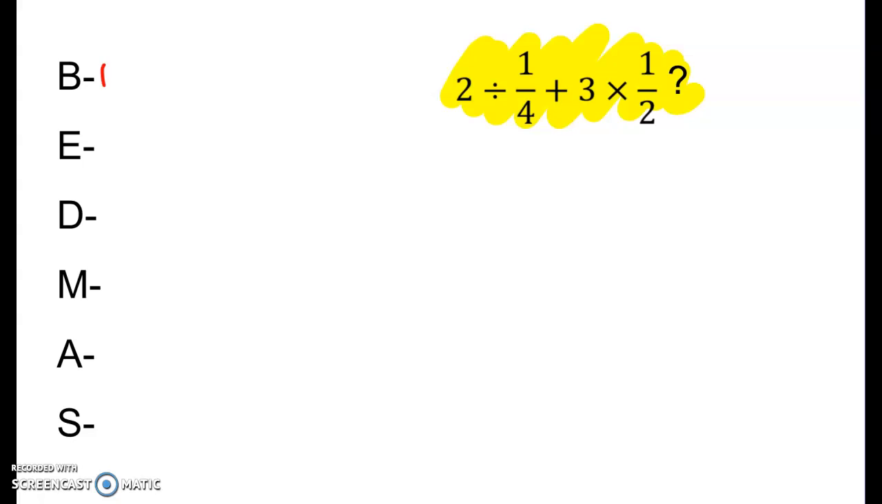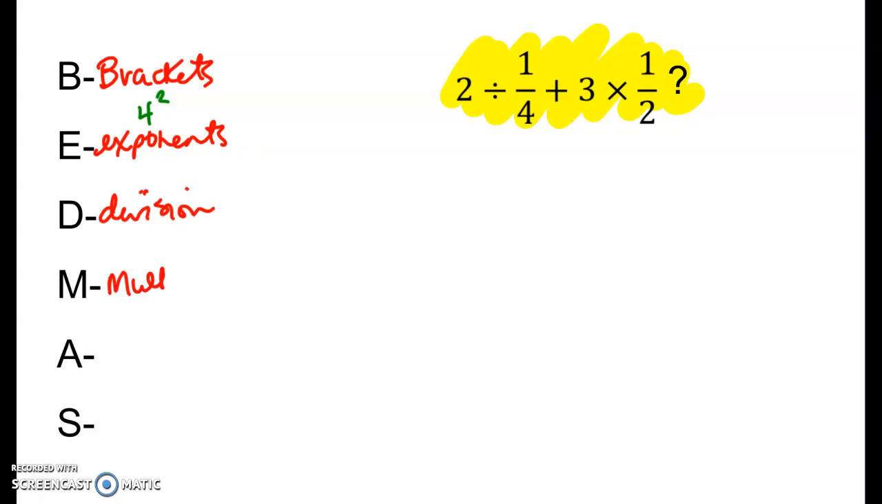To review, this means brackets are done first. Then exponents. Remember when we learned exponents? That was like 4 to the power of 2. That 2, that's an exponent. We're not going to deal with exponents here. Then, of course, division and multiplication and addition and subtraction. So we are going to do things in that order.